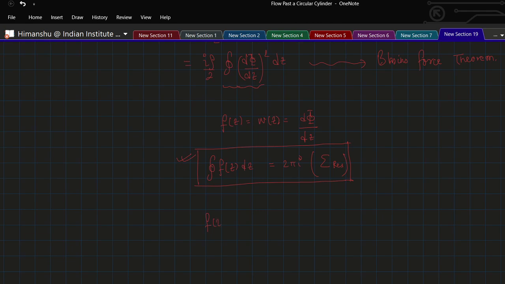where f(z) can be expressed as a Laurent series, just like a Taylor series for real valued functions. We have a Laurent series for complex functions. It is c minus 2 times z square plus c minus 1 z, c0, c1 z, c2 z square and so on.